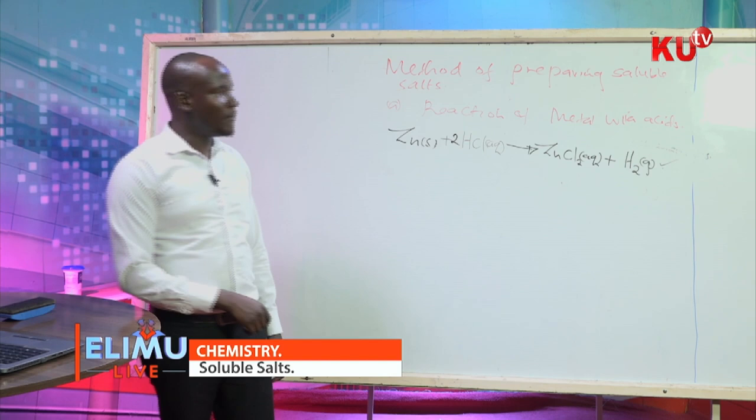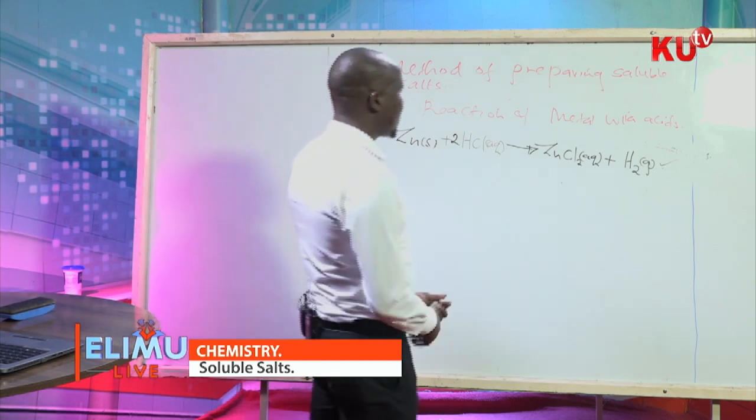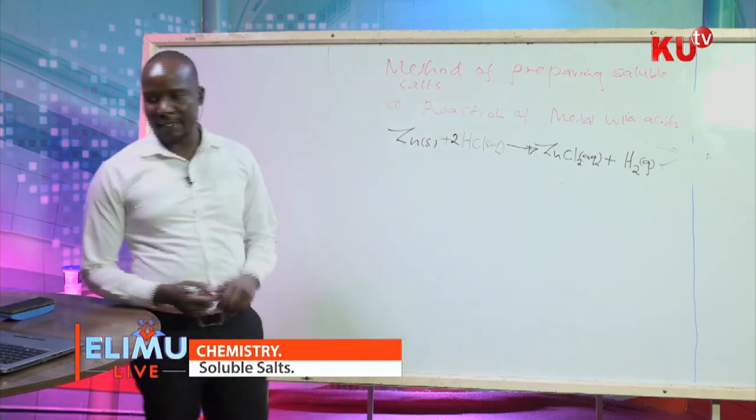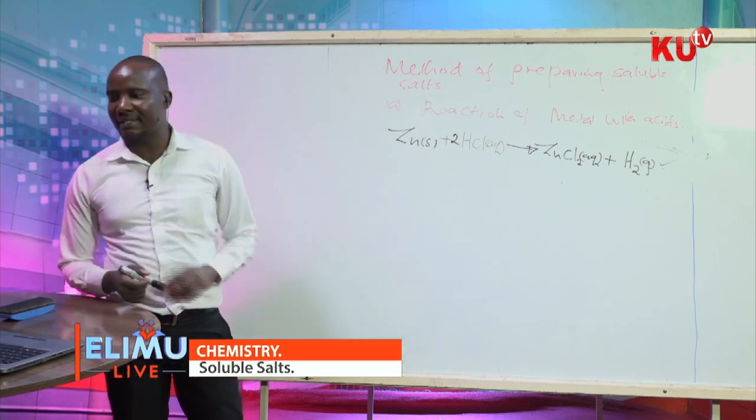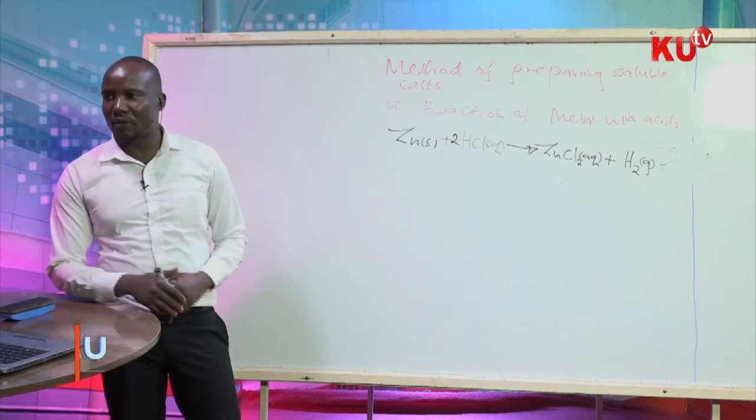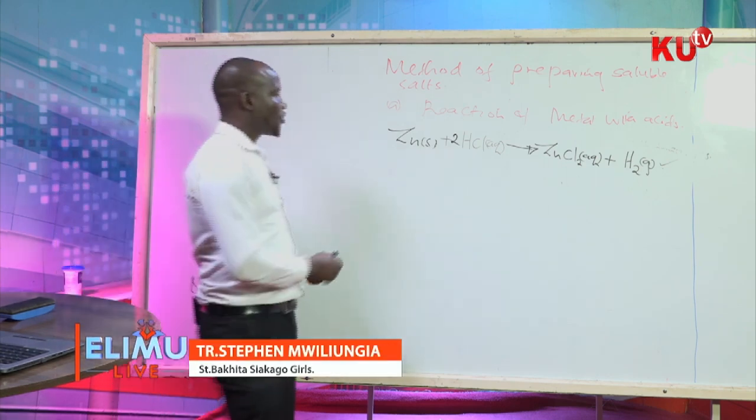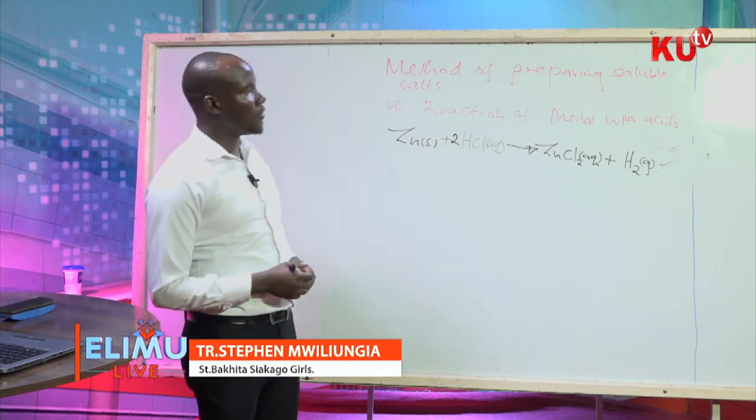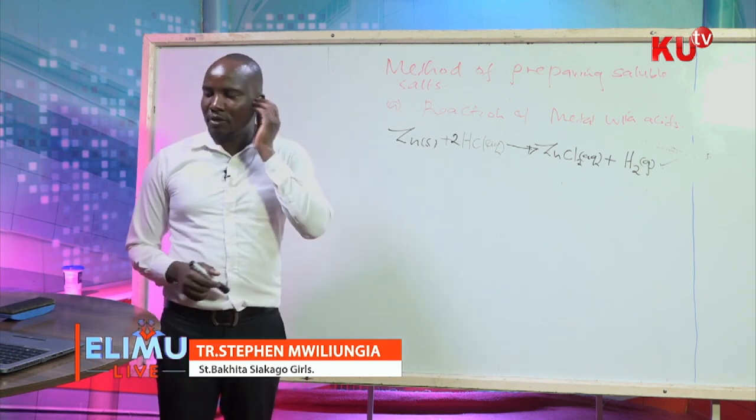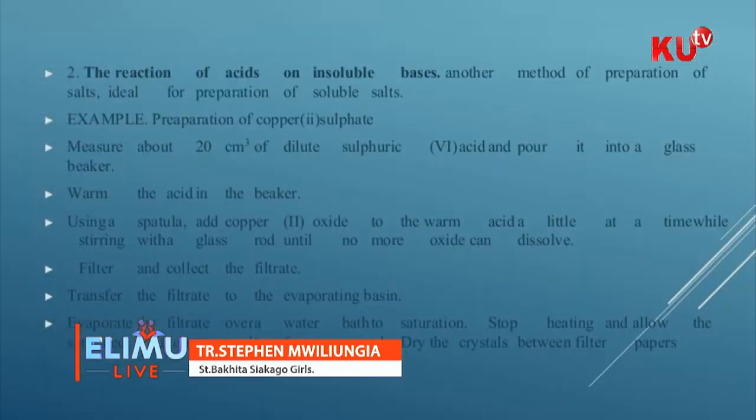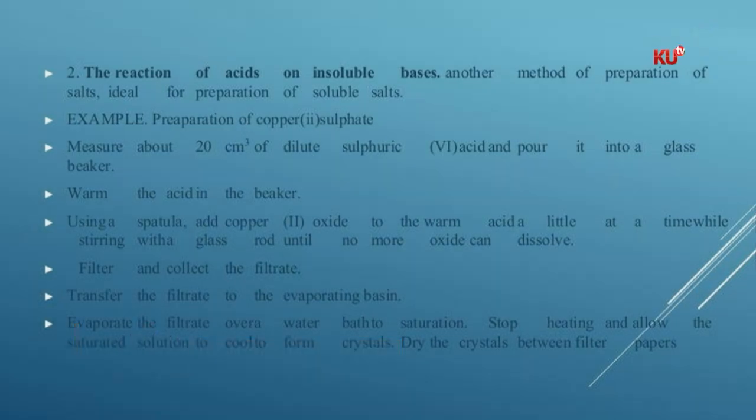The next method of preparing a soluble salt is the reaction of an acid on an insoluble base. On the screen, I'm going to show you the second method, the reaction of acid on an insoluble base. That is another method of preparing a soluble salt.